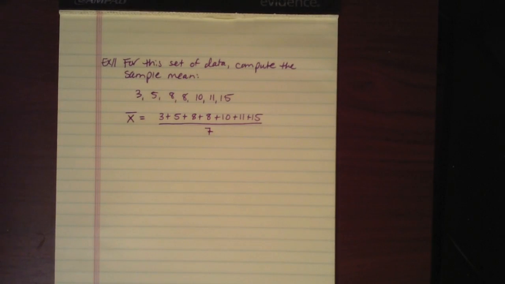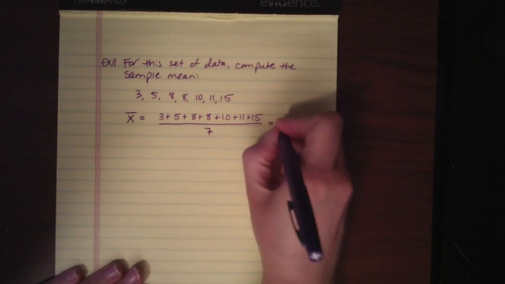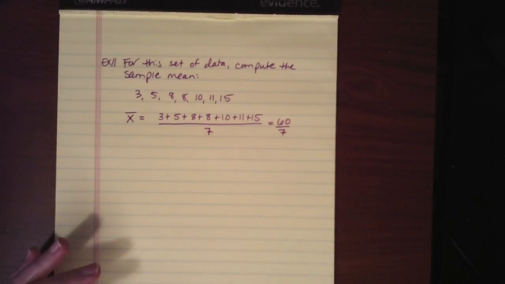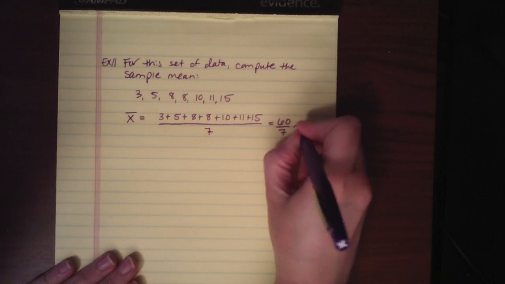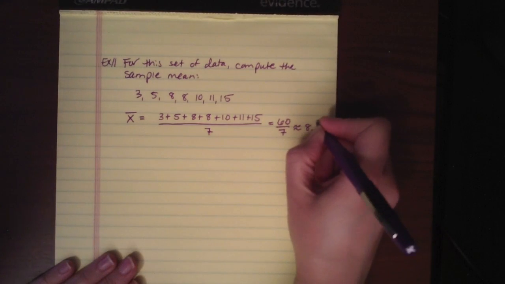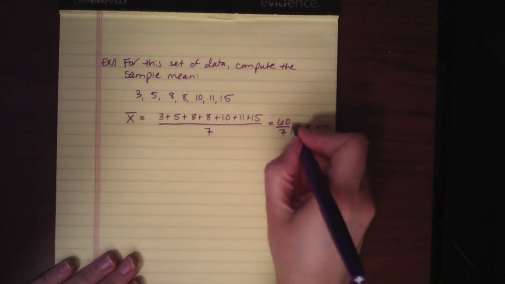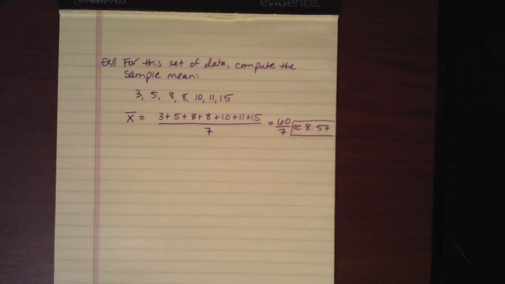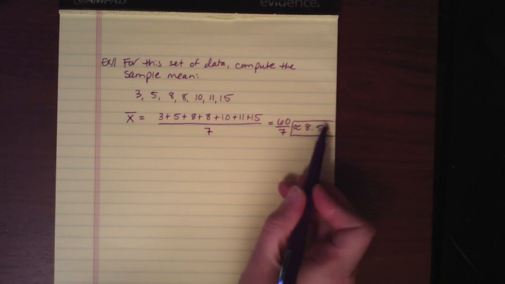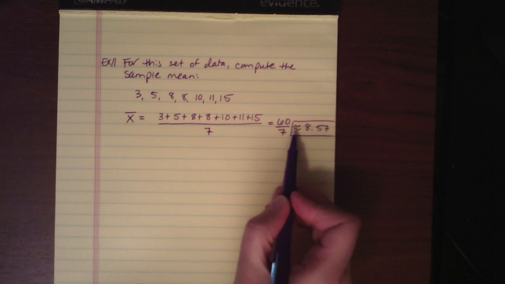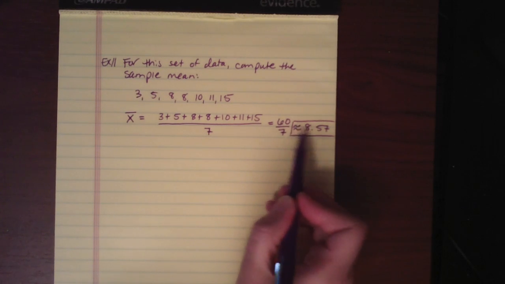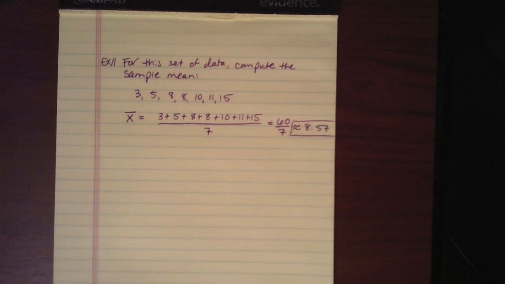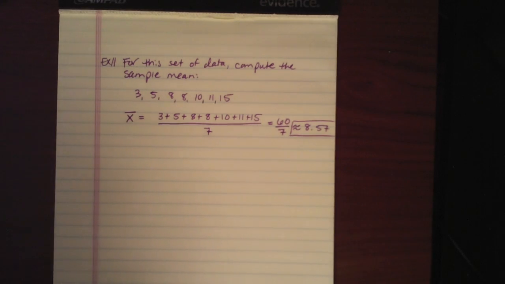When we do that addition, 3, 5, 8, 8, 10, 11, and 15, we get 60 divided by 7. And we're looking at a value for our mean of about 8.57. You'll see me round to 2 decimal places a lot. That's perfectly fine. You could also keep 1. I wouldn't really keep more than 2, and I wouldn't really keep less than 1. And also, because this is not an exact value, we approximated, you want to use the squiggly equal sign there to show that 60 over 7 is approximately 8.57. Okay, and there's our sample mean.